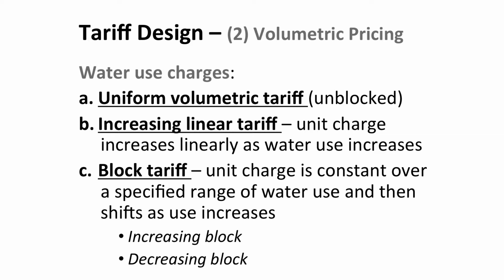The second option is a block tariff. Now the unit or volumetric charge is constant over a specified range of water use. Then, at a specified amount of water, this volumetric charge changes. There are two types of block tariffs, an increasing block and a decreasing block. With a decreasing block tariff structure, the volumetric price starts high and then falls as you use more water.